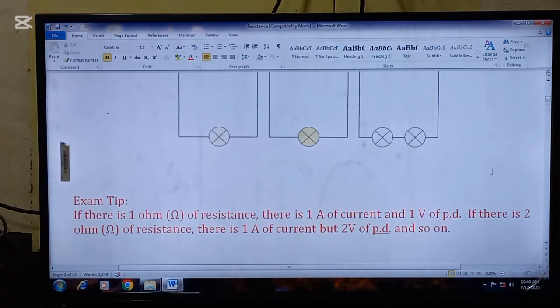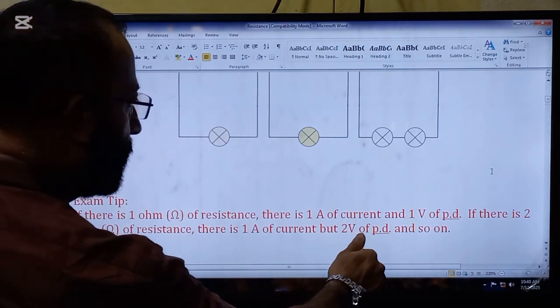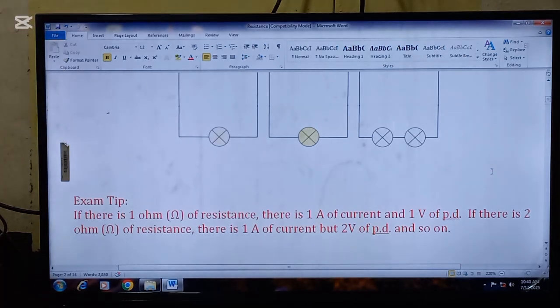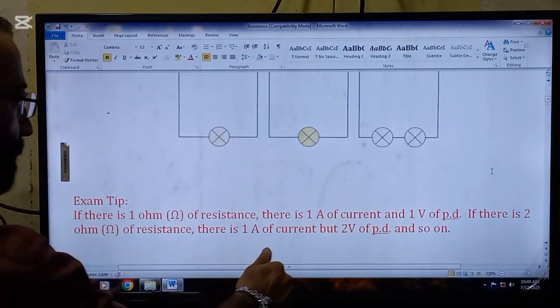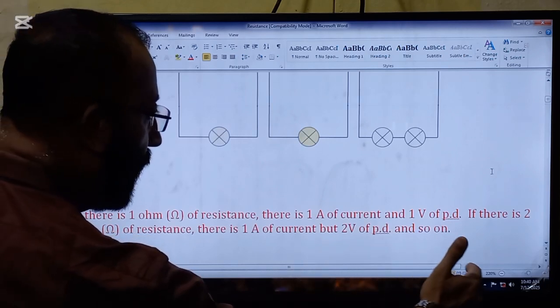Here is an exam tip for you. If there is 1 ohm of the resistance, there is 1 ampere current and 1 volt of the potential difference. If there is 2 ohm of the resistance, there is 1 ampere of the current but 2 volts of the potential difference, and so on.